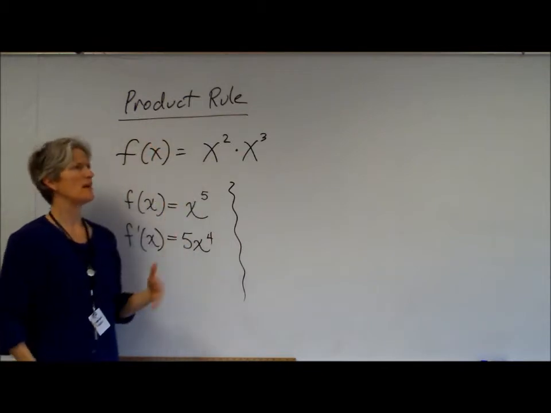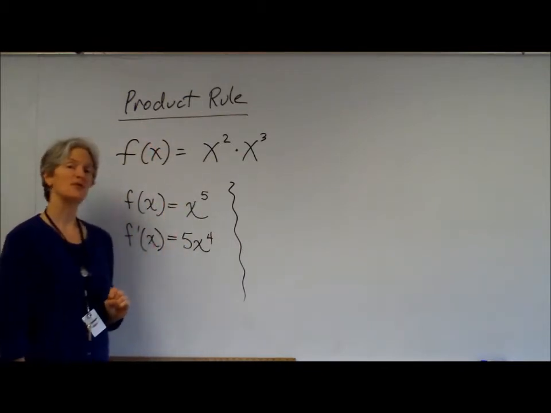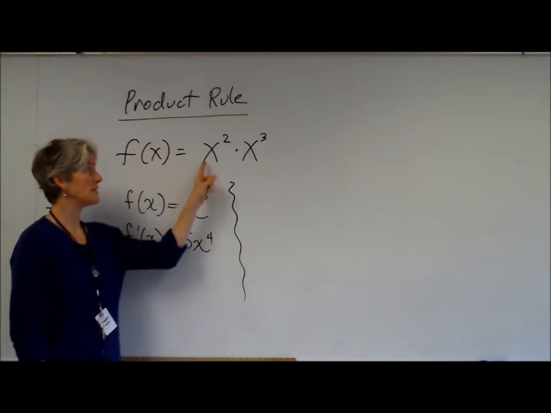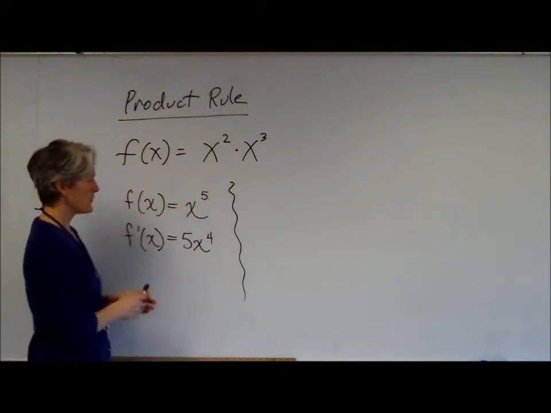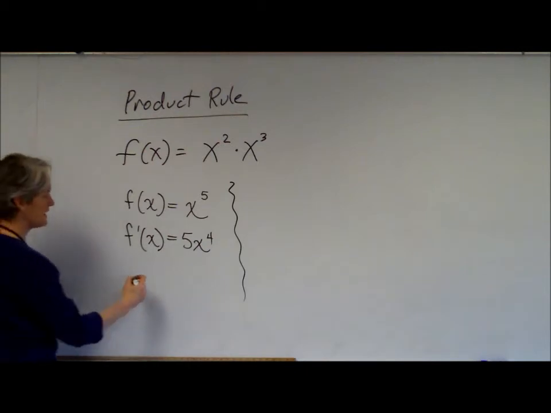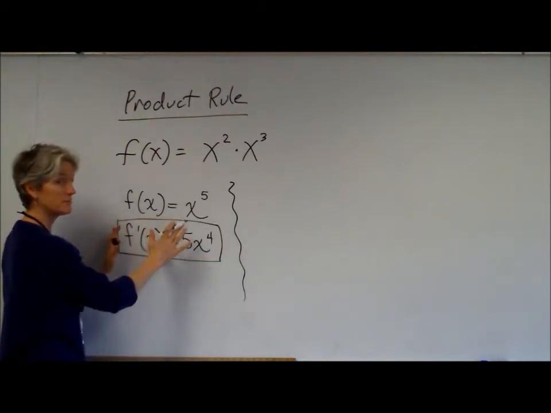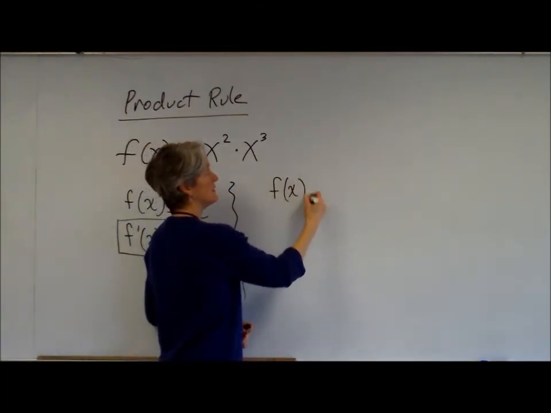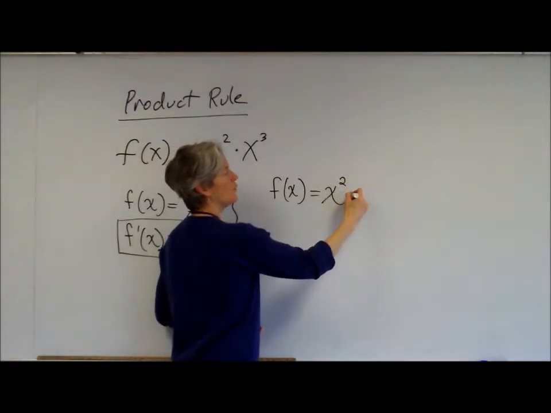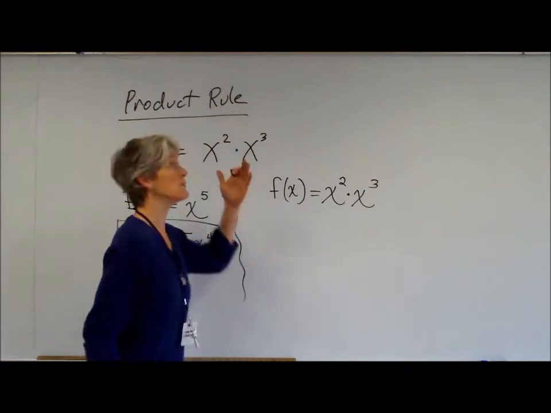The product rule is another shortcut rule, kind of like the power rule, that allows us to take the derivative of functions that are expressed as a product, meaning two things multiplied. So let's remember this. I'm just going to put it off to the side here. And let's take the derivative of this function without first simplifying it.